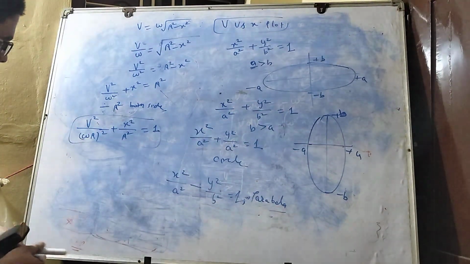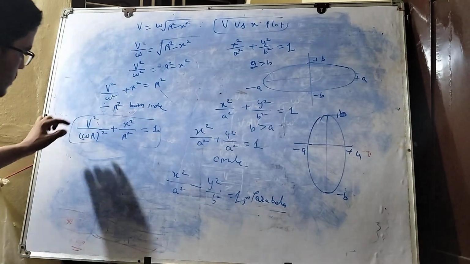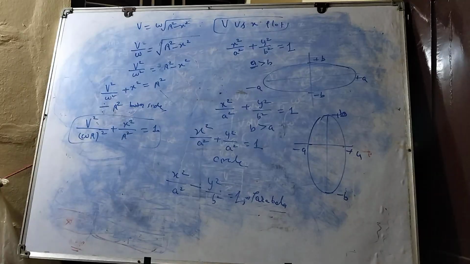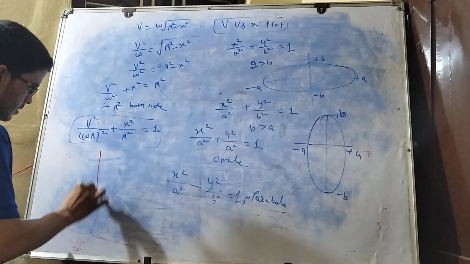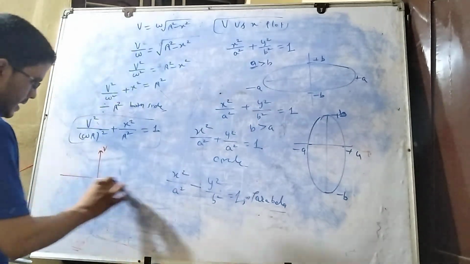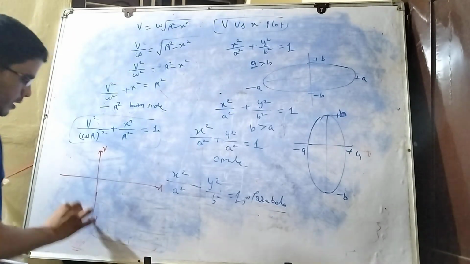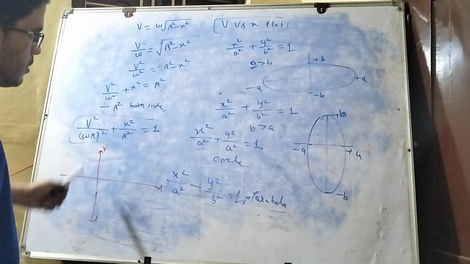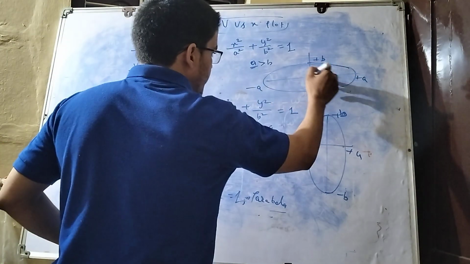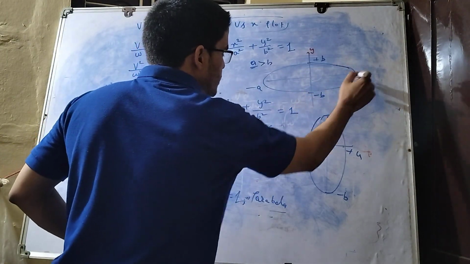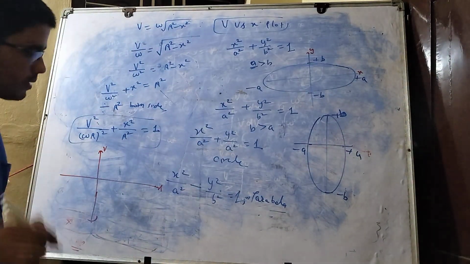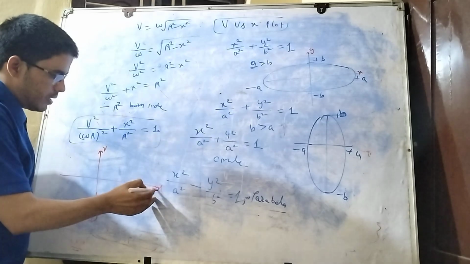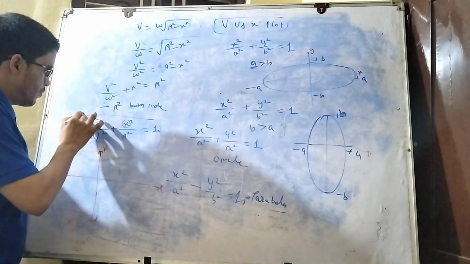So wait, here I am telling this. Okay. So we have to draw v versus x. I am writing here, that is velocity and that is displacement. Now you tell, along y, actually here y is present, right? Here y is present and here x is present, right? That is x and that is y.